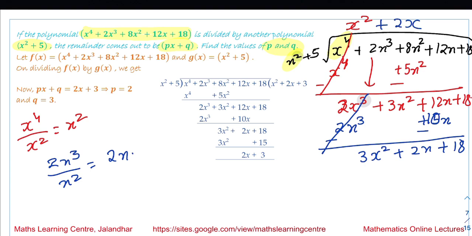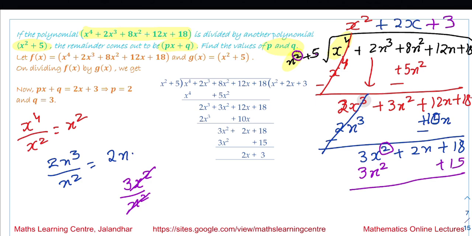Next, the next value that we will have is 3x square over x square. The degree of both these terms is 2. So we are left with 3. So it is 3x square, and the next, 3 times 5, so it is 15 over here, and the answer we get on subtracting this is 2x plus 3.